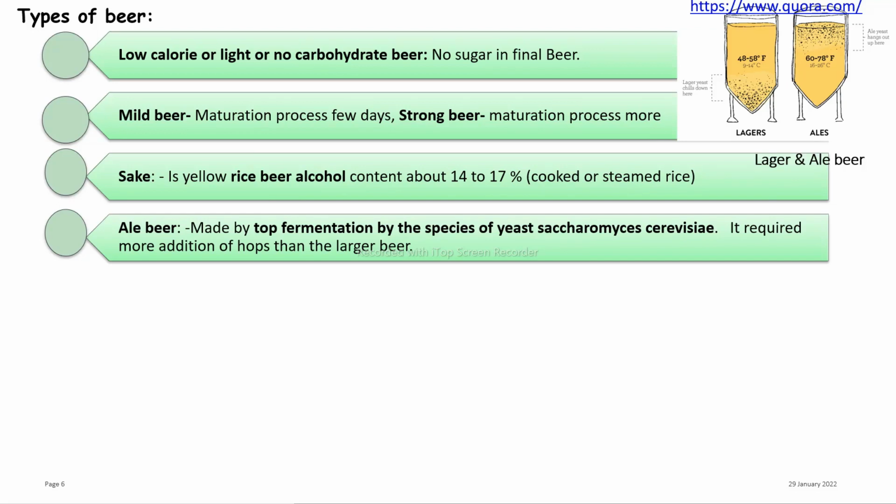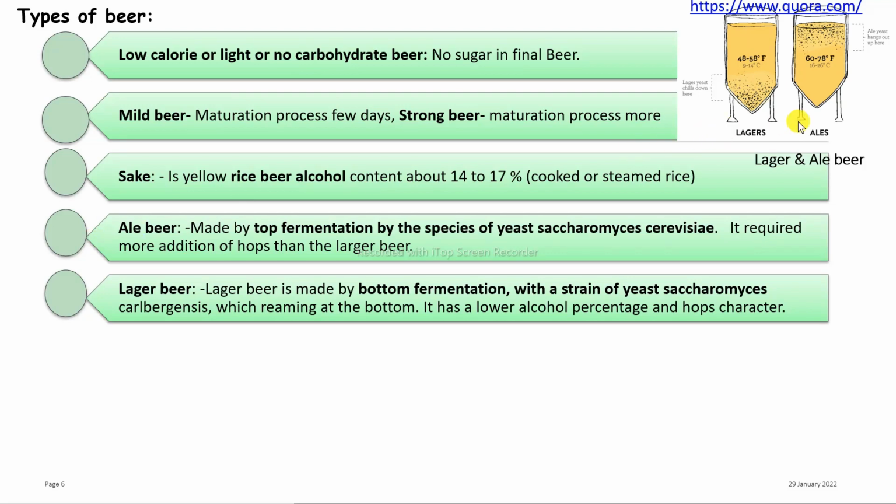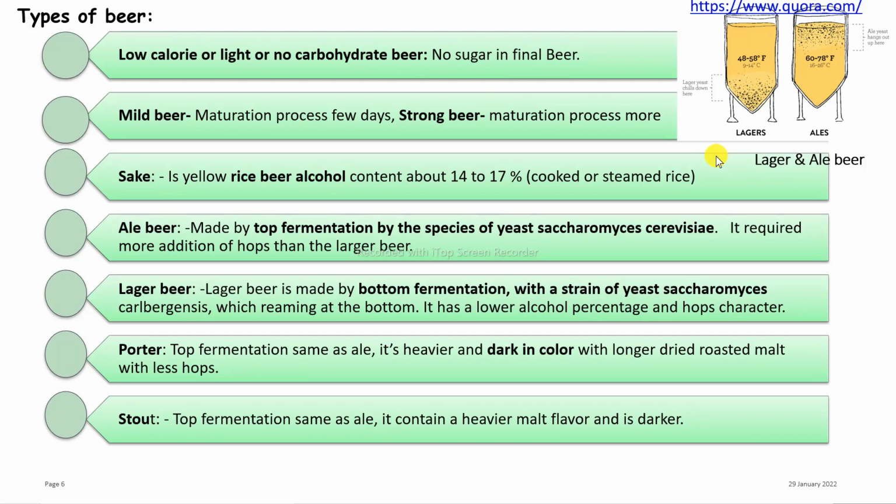The next major types are ale beer and lager beer. These are the two main types, in which ale beer is made by top fermentation by the species Saccharomyces cerevisiae, which grows on the top of the media while fermentation is carried out. And lager beer is made by bottom fermentation with the yeast strain Saccharomyces carlsbergensis, which grows at the bottom of the media while fermentation continues. The next ones are porter beer and stout beer, as per the specific darkness of color, in which the malted barley is properly roasted to produce the dark extract, and the production process is similar to other beers.